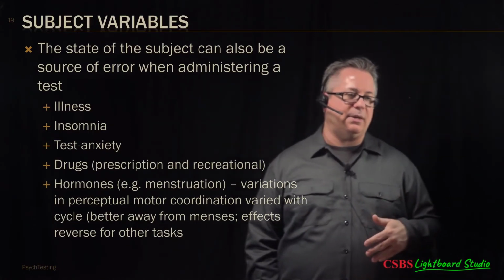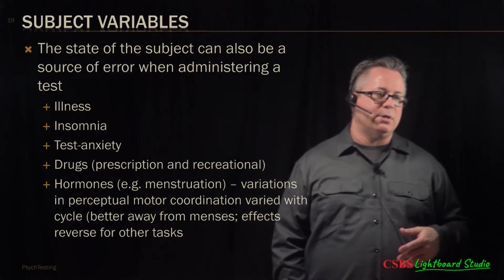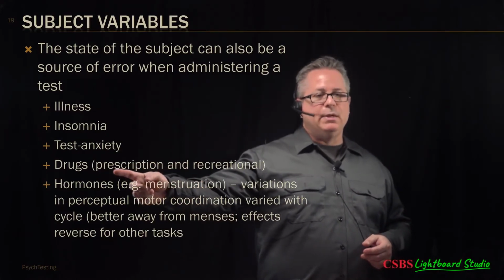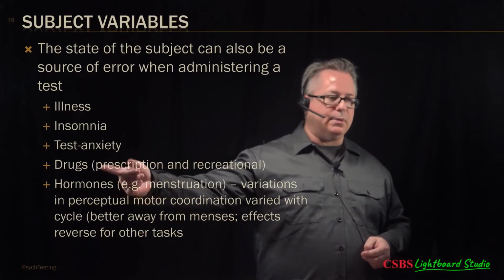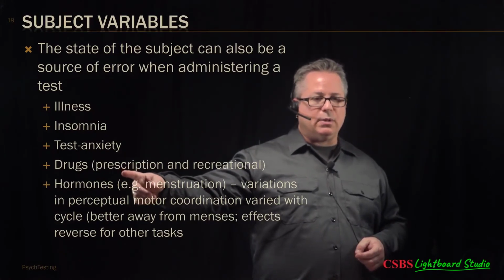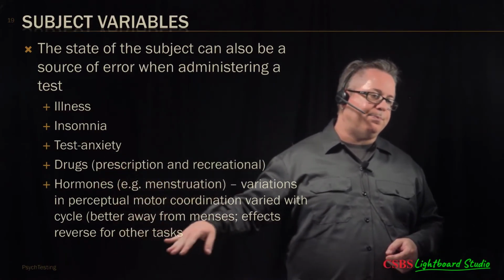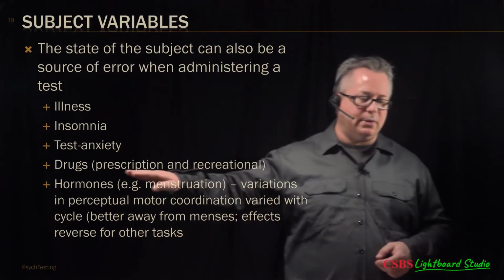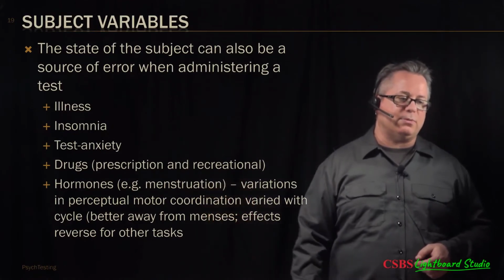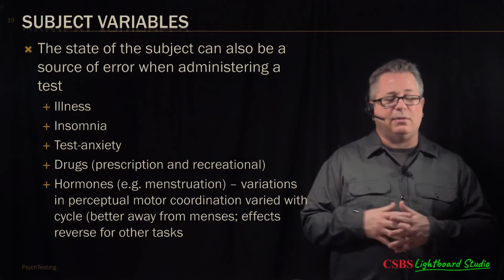Things like illness, insomnia, test anxiety, drugs, whether they're prescription drugs or recreational drugs. For instance, if someone has ADD and is taking an aptitude test on something like Adderall or Ritalin, they're likely to do better than without it. Vice versa. This gets a little bit nuts, but they even looked at hormone cycles and found that things like perceptual motor skills can vary depending on the cycle that a woman is in, on a menstrual cycle. It really can affect the way that they respond to tests.